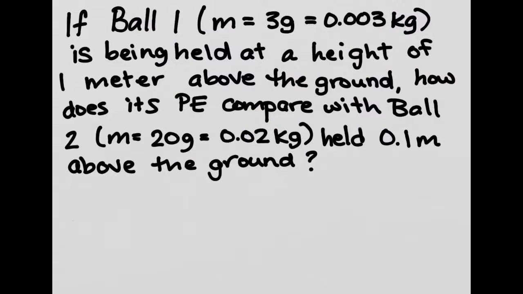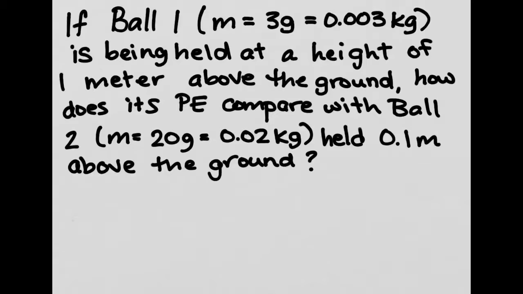The question is, if ball 1, mass of 3 grams, or 0.003 kilograms, is being held at a height of 1 meter above the ground, how does its PE compare with ball 2, mass of 20 grams, or 0.02 kilograms, held 0.1 meter above the ground?